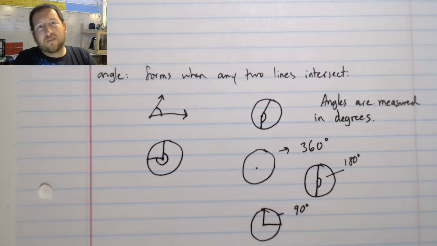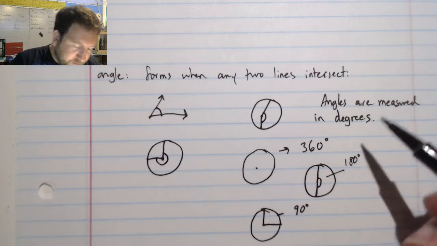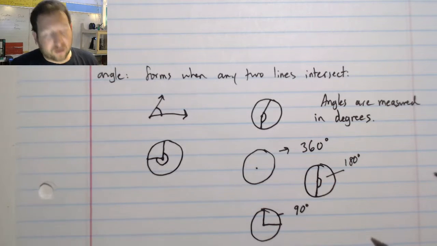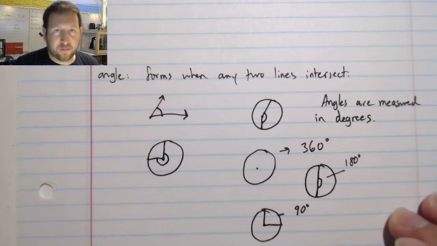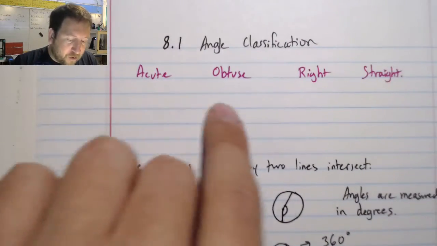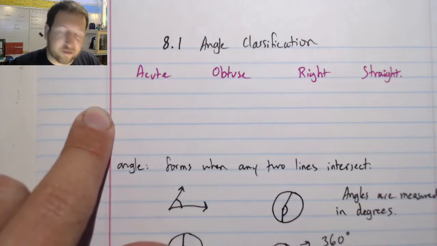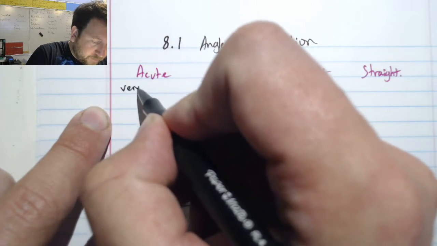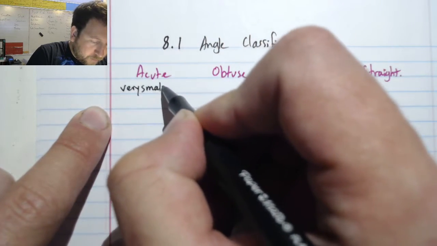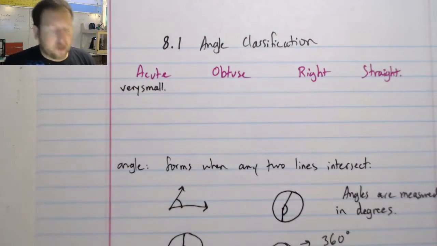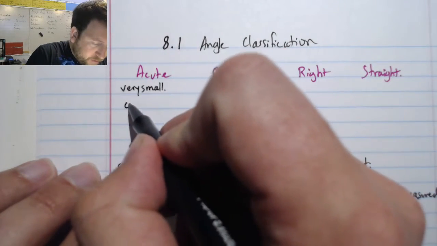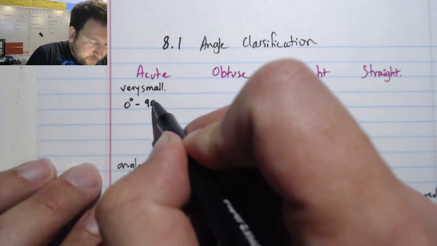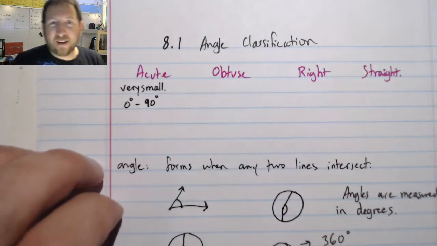And in fact, most of the angles that we're going to be looking at and using are between these two sides. Now, you don't often see them in circles like this. In fact, you see them outward. But what we see is we have four different ways to label these angles typically. Acute angles are the very small angles. And they typically go from 0 degrees to 90 degrees, not including 90 degrees.